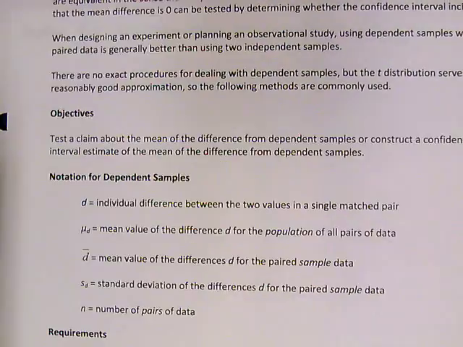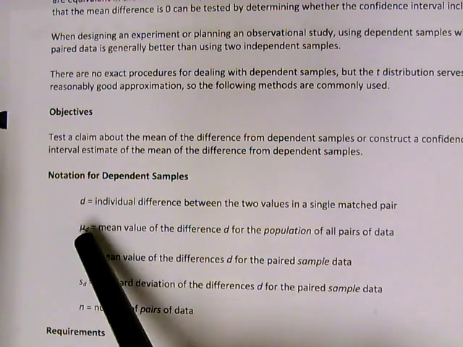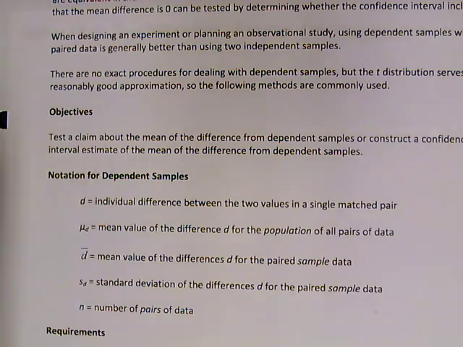Alright, first of all, I'm going to introduce to you some notation that's going to be used when we test a claim or do a confidence interval that involve the mean and the differences of the values from two dependent populations. d, lowercase d, is the individual difference between the two values in a single matched pair. So you'll be given various matched pairs. What you're going to do to find the difference is subtract the first value minus the second value to get each individual difference.